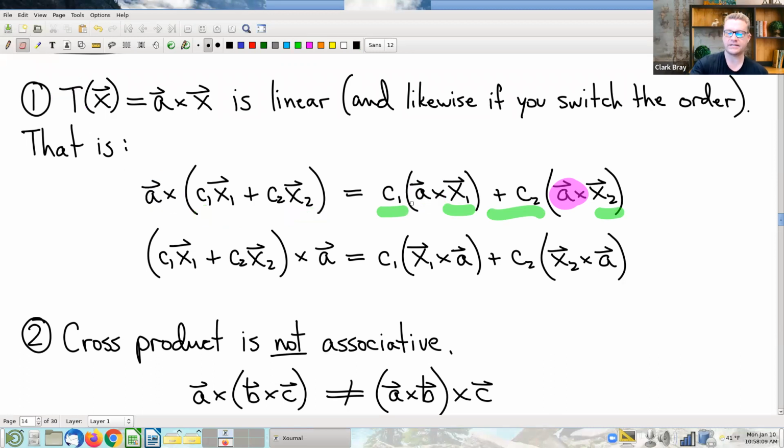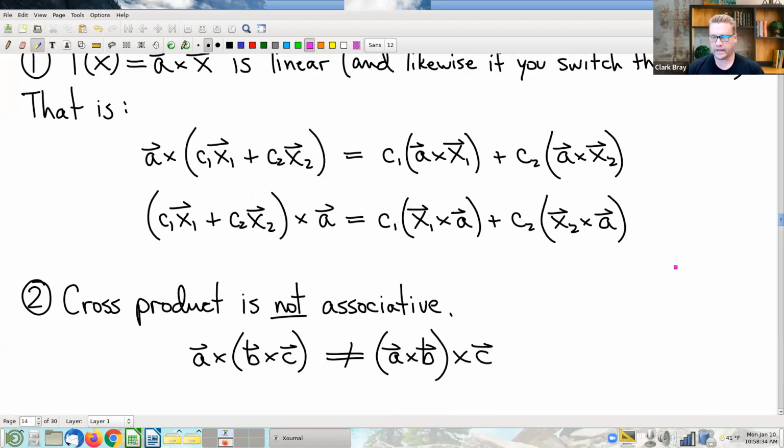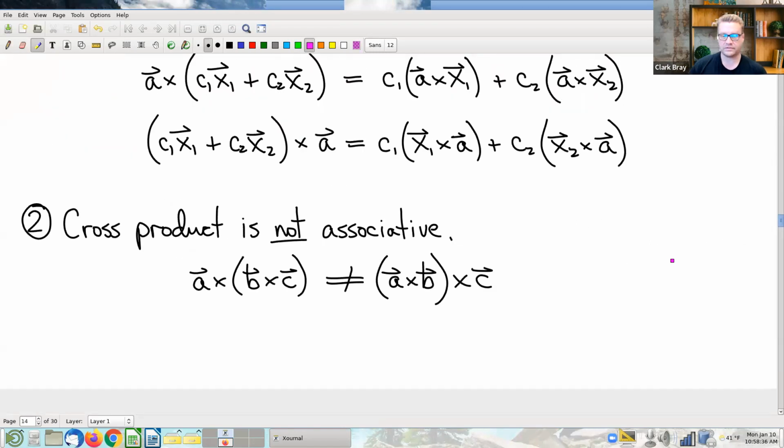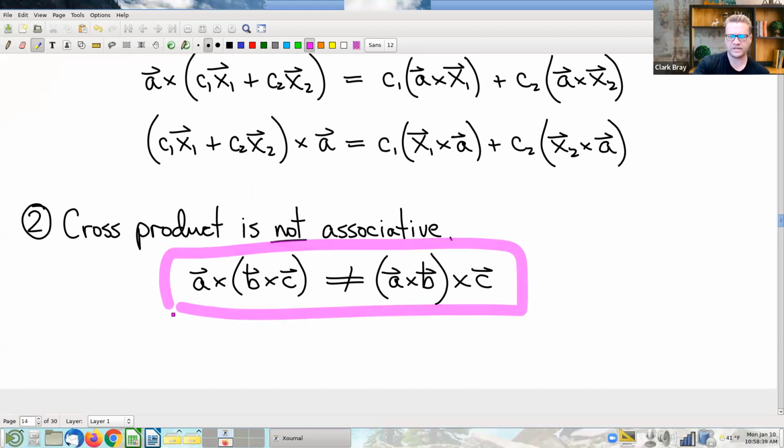And it works on both sides. Here I have it written with A on the right, but it also works on the left. If you were to rewrite your function T to be cross product with a vector on the right, and therefore input on the left, it's still also linear. Okay, and real quick, also not associative. This is another one of those things that looks like it ought to be true. High school algebra makes us feel like it ought to be true, but it's not. So heads up about that.